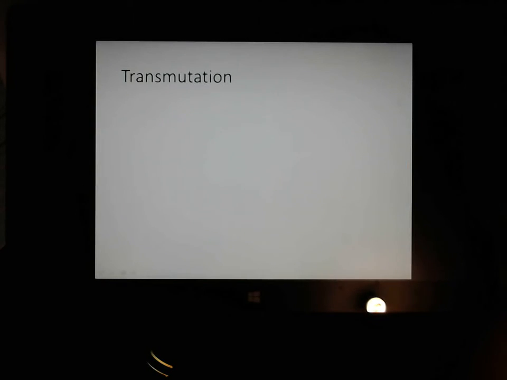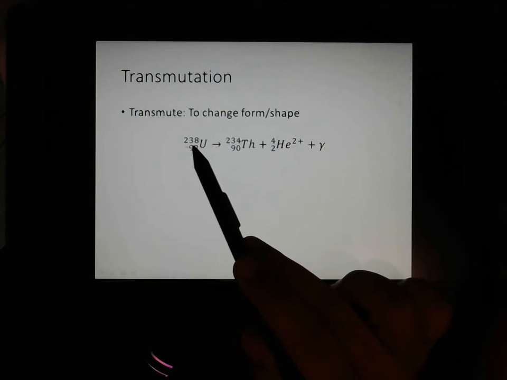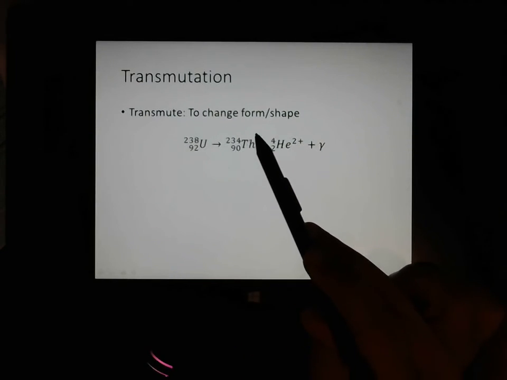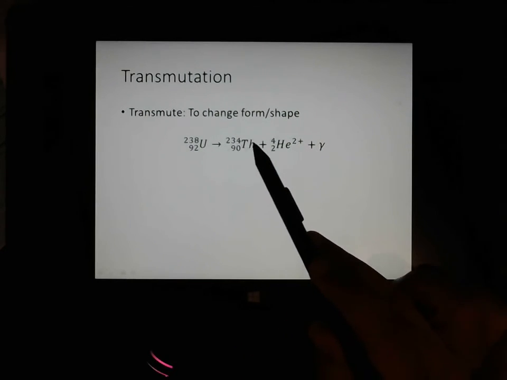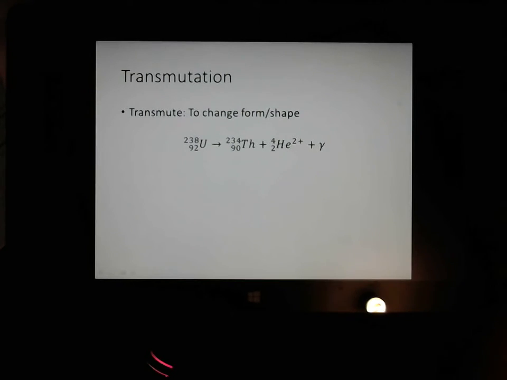Now, the word transmutation means to change what something is. It comes from the word transmute, which means to change form or shape. You've seen transmutations with nuclear decay, where after emission the daughter nucleus left behind had changed from what it was. So in this example, we have uranium-238 transmutating into thorium-234, and it's also spitting out an alpha particle and some gamma radiation, as we saw in a previous video.